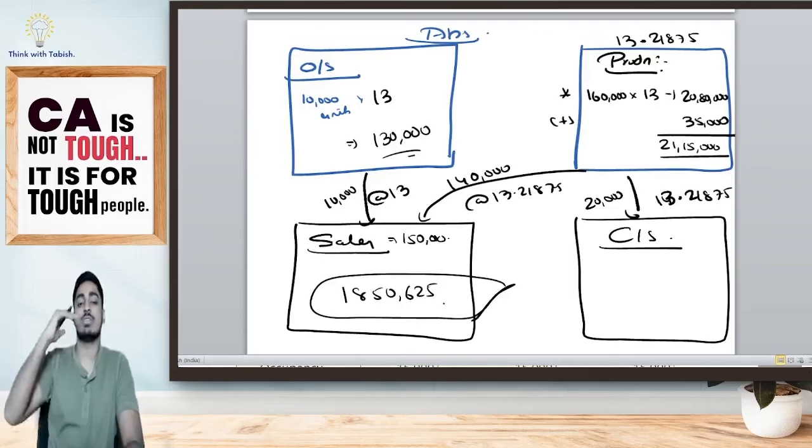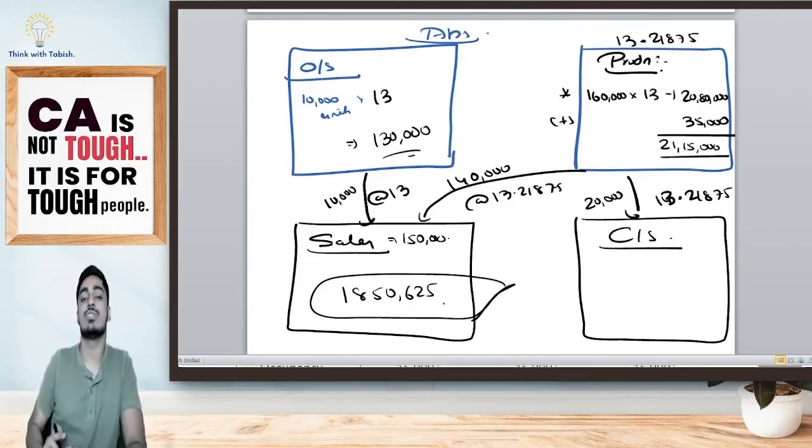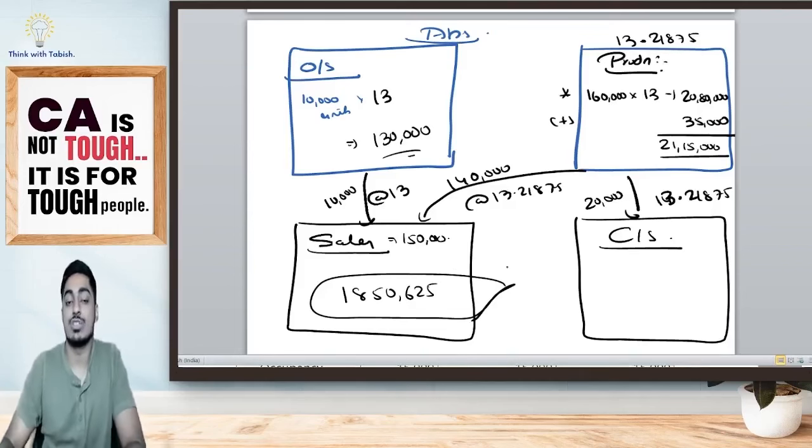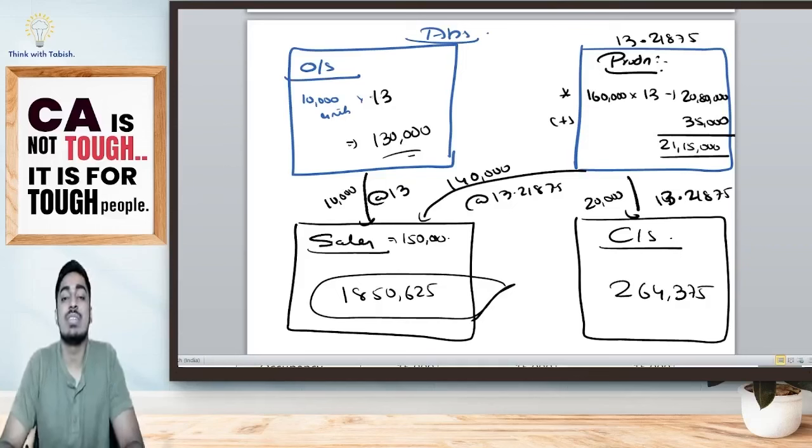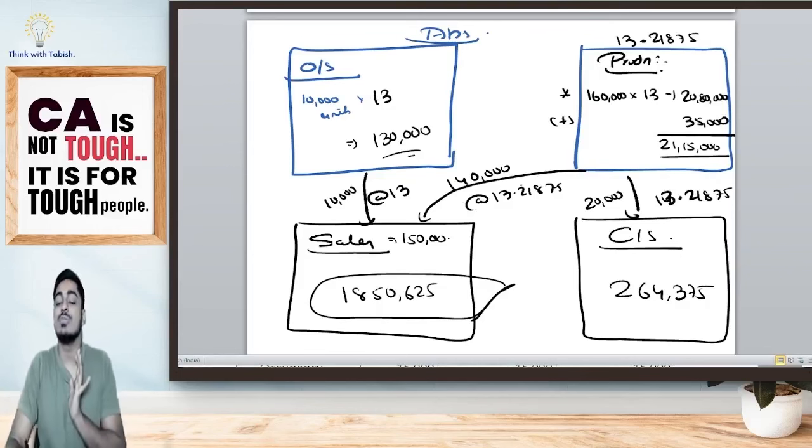What I had done previously: opening stock plus production, minus closing stock, that is the cost of the goods sold. Again, closing stock I am having 20,000 units into 13.21875, which makes it 2,64,375. Is it clear? The same thing I have to do for marginal costing. The only thing here is that I will be considering only my variable cost. Here it will be 11, here it will be 11. Except that, everything else is going to be the same.